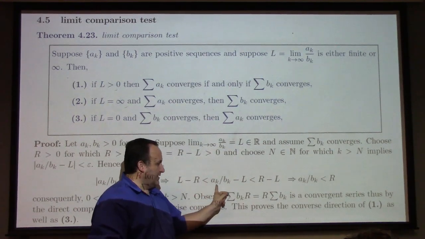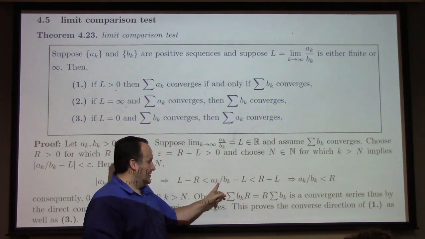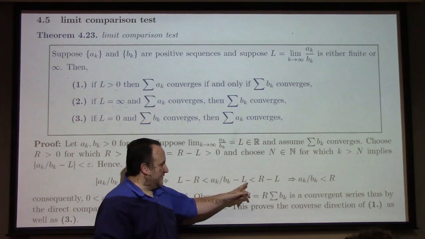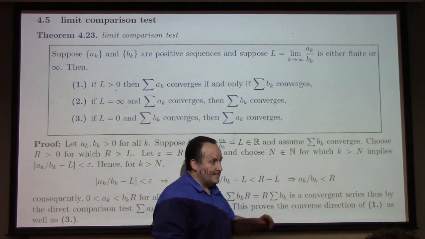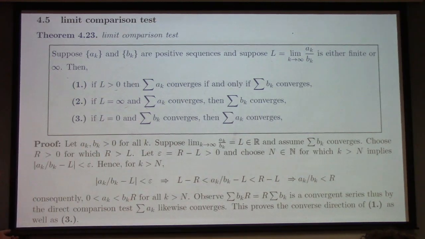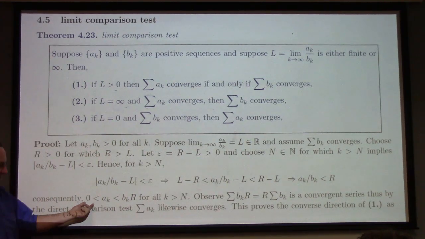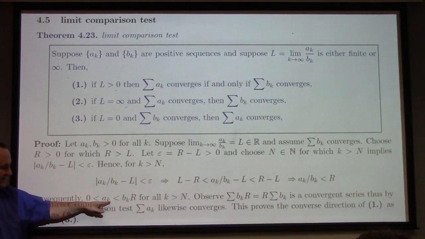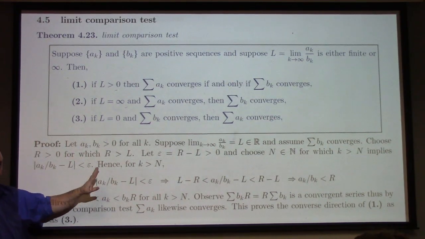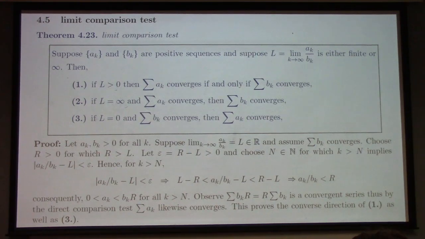So look at this inequality here. Add L to it, what do you get? If you add L across this, you get A sub K over B sub K is less than R. Great. So what that means is that we have the series, the kth term A sub K is less than R times B sub K for all K larger than the N which is furnished by the existence of the limit. So then we can use direct comparison tests, right?